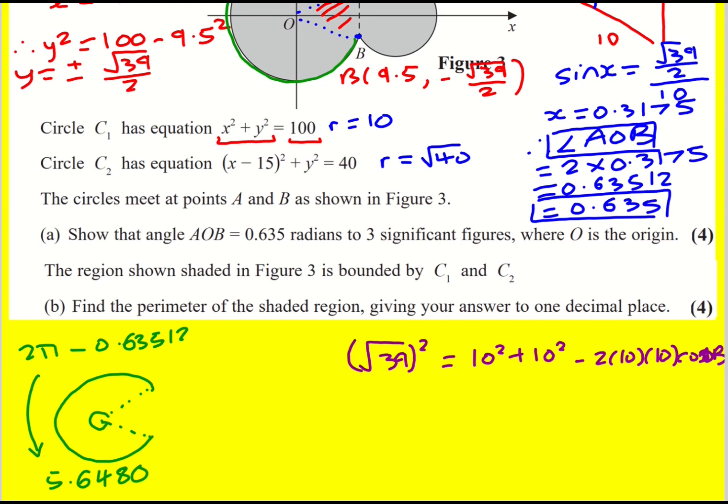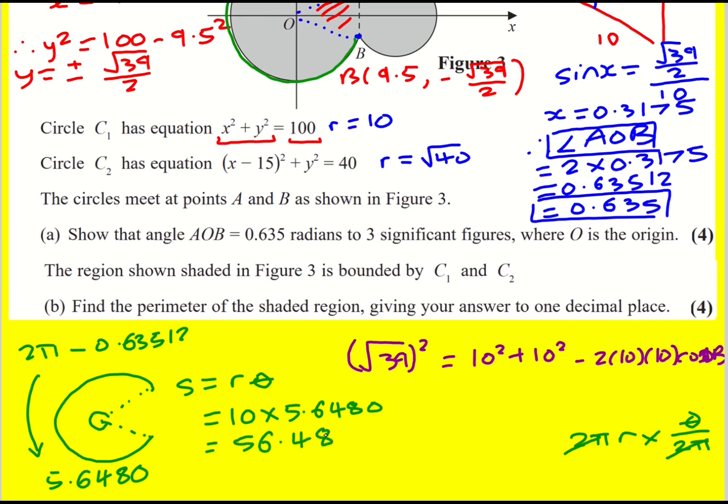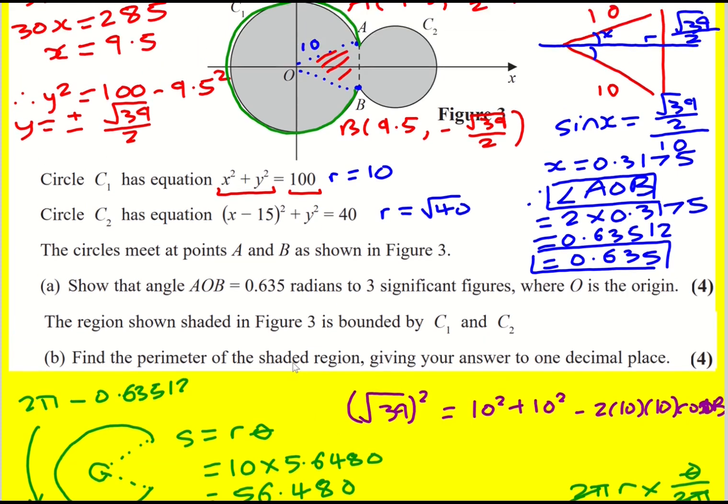Then the arc length is given in radians just by r theta. S equals r theta. Let me just remind you where this comes from. It comes from finding the circumference of a circle, 2 pi r, and then times by the fraction of the circle that you have, theta over 2 pi in this case. We have an angle theta, the whole angle is 2 pi, and these just cancel out, leaving us r theta. So it's just going to be 10 times 5.6480, which is going to become 56.480. So that's that green part done.